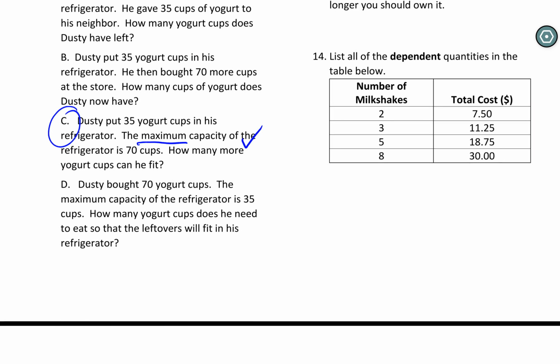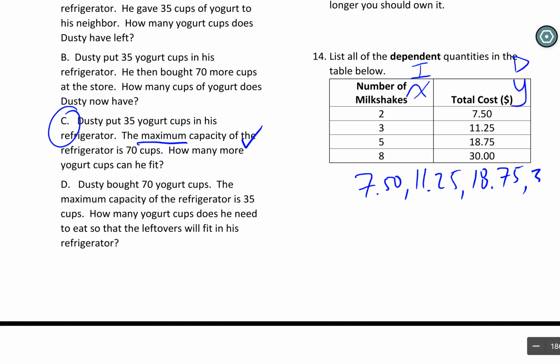Question 14, list the dependent quantities in the table. Well, my x values are on the left, y values are on the right. My x values are independent, y values are dependent. So all of my dependent quantities are going to be 750, 1125, 1875, and 30.